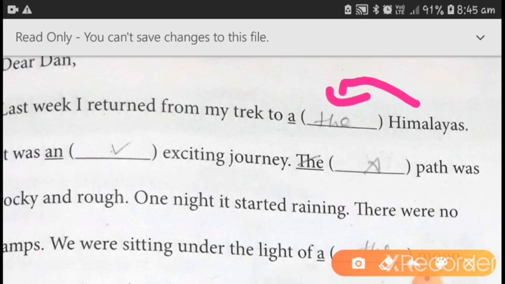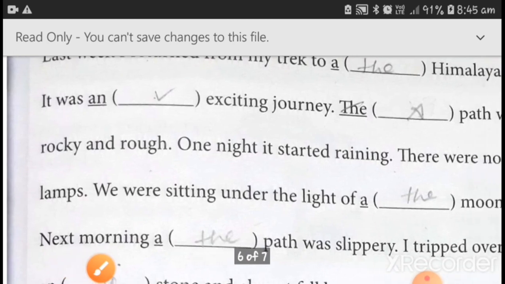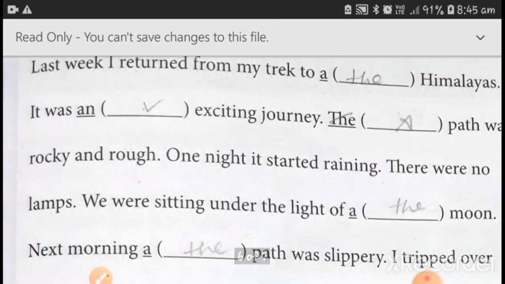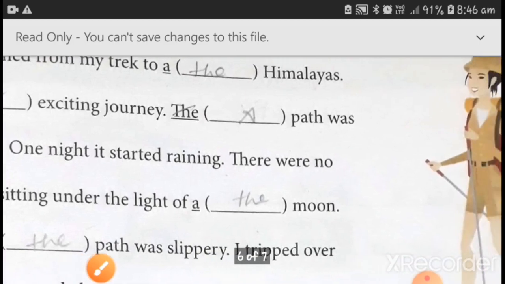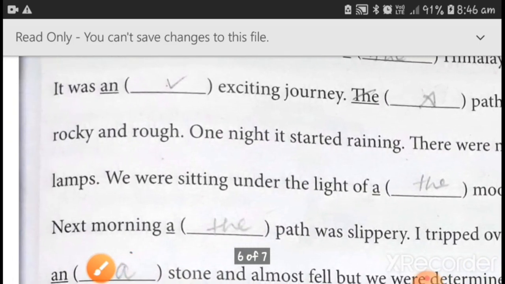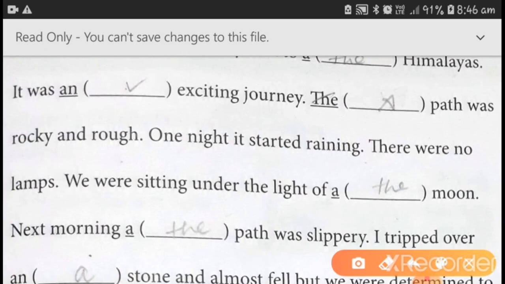Okay. So it is a mountain range. We have to use the article before it. But it is mentioned here, it is an exciting journey. So no change will be there. And the path, it is mentioned, the path was rocky and rough. But it should be "the", so we have to write here in this box.